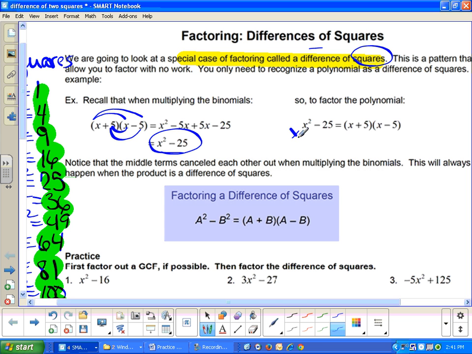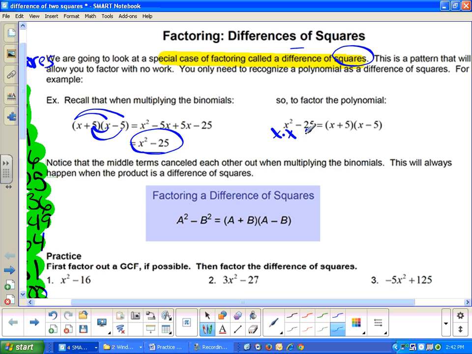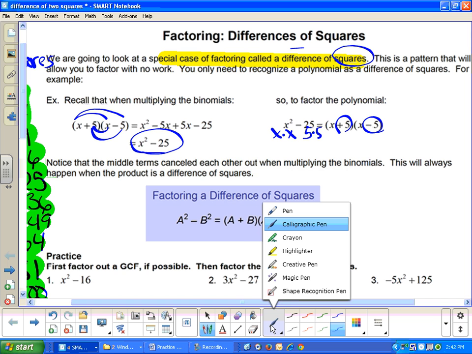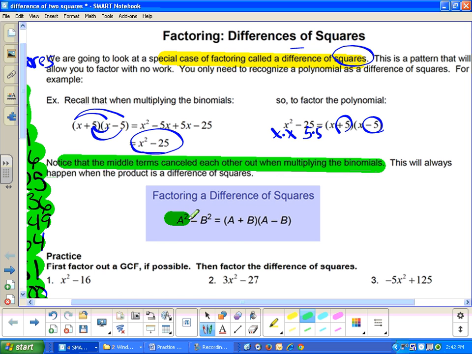This one is x times x. This is a perfect square. So we go to our list, and it comes from 5, so this is 5 times 5. The only thing we need to do to cancel it out is have one positive and one negative, because this gives us 0 in the middle. So notice that the middle terms cancel out when we're multiplying. This will always happen when you have difference of two squares. This is your rule right here.